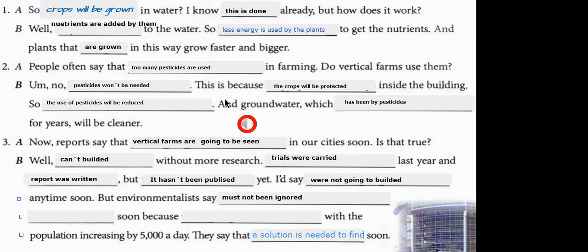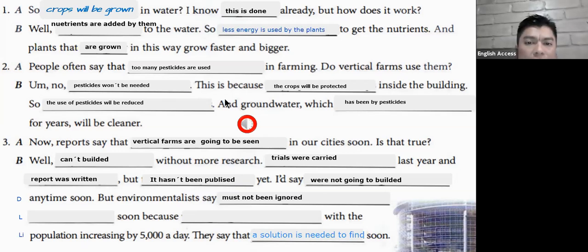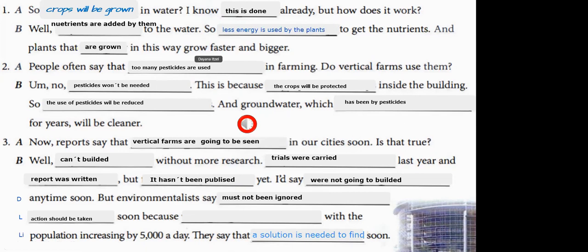Okay, while we do this, listen and check. Check the answers that are on the screen. One. So crops will be grown in water? I know this is done already, but how does it work? Well, nutrients are added to the water, so less energy is used by the plants to get the nutrients. And plants that are grown in this way grow faster and bigger.